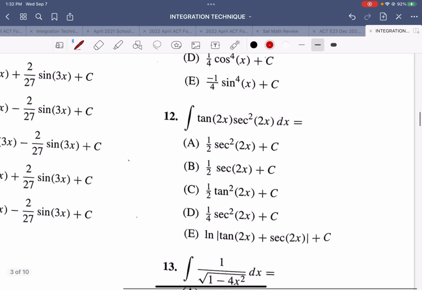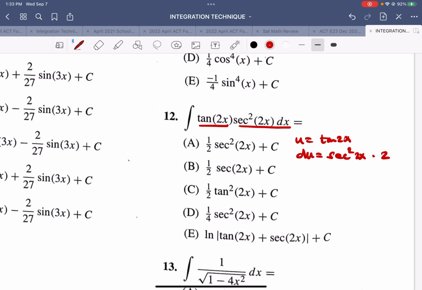So how are you gonna do this? I know if I make it u equals tangent x, then this one is du, right? Because the derivative of tangent is secant squared. So let's put it that way. Let's say u equals tangent x, then du equals secant squared x times 2 dx.